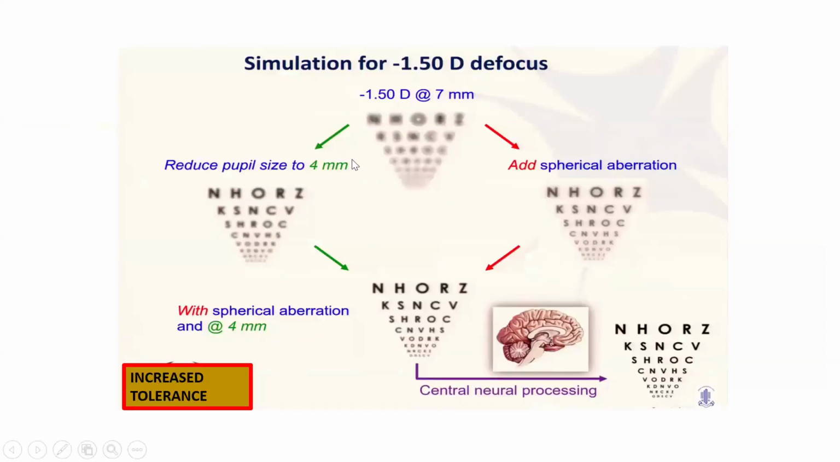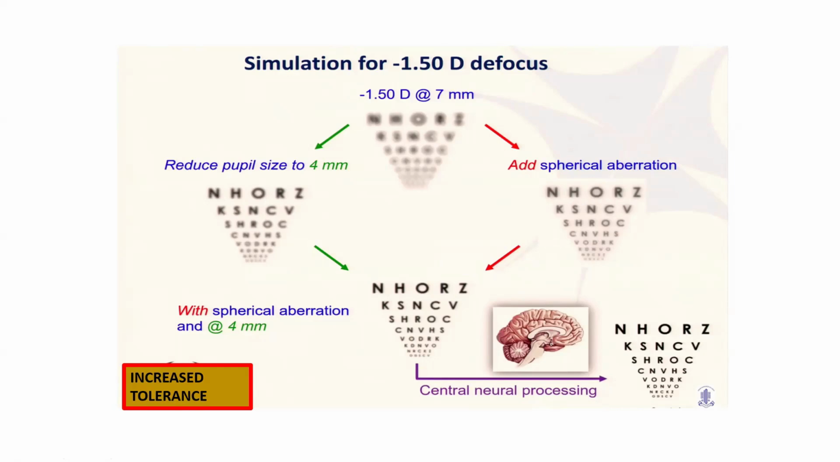So how is the PresBeyond going to work? We are increasing the tolerance to the blur. So the -1.5 defocus, the patient is going to see very blurred. If you reduce the pupil size, the blur is going to reduce a little bit. If you add spherical aberration onto that, the blur is going to reduce even more. If you are going to look at it binocularly, the brain is going to summate it and then eventually create a clear vision. So you're using three things.